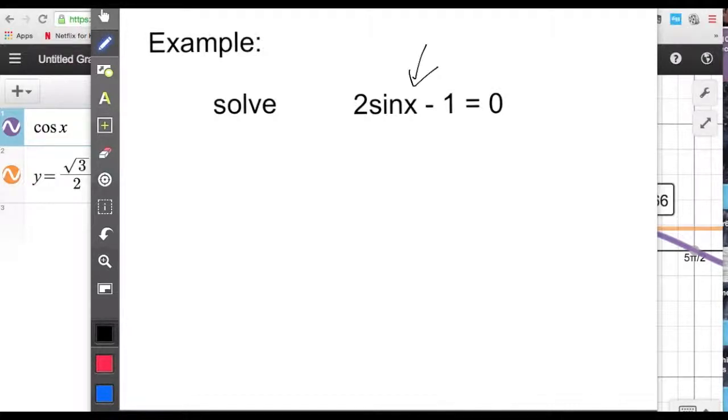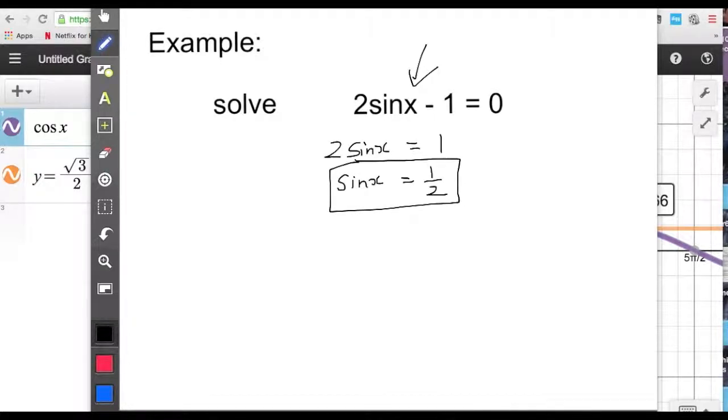Okay, so what I want to do is isolate for sine x here. I've got 2 sine x, and I'm going to add 1 to both sides, so I get this expression. Then I'm going to divide by 2 on both sides, and that will isolate my sine x, and that gives me a half. So now my equation looks like this. When is sine x equal to a half? So we're solving this equation here. And a half is also special when we talk about numbers.